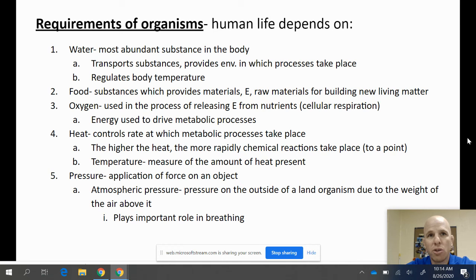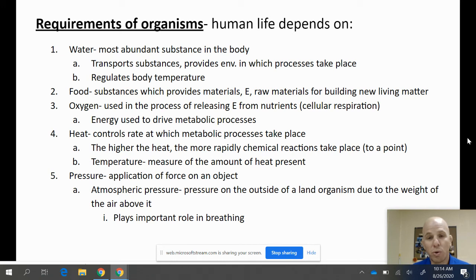Well, when you breathe, you are not actively sucking in air. Okay, you are allowing the pressure to change in your lungs. And then when the pressure changes in your lungs, the atmospheric pressure causes oxygen to come in or carbon dioxide to go out. All right. That atmospheric pressure allows you to breathe.